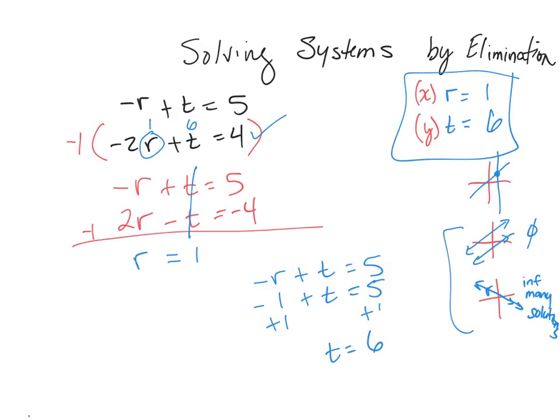So what we can say is that this graph is going to intersect at (1, 6), because the 1 is the x and the 6 is the y. So if you drew the graph, it's going to intersect right up here somewhere, okay, where this is the 6 and this is the 1.